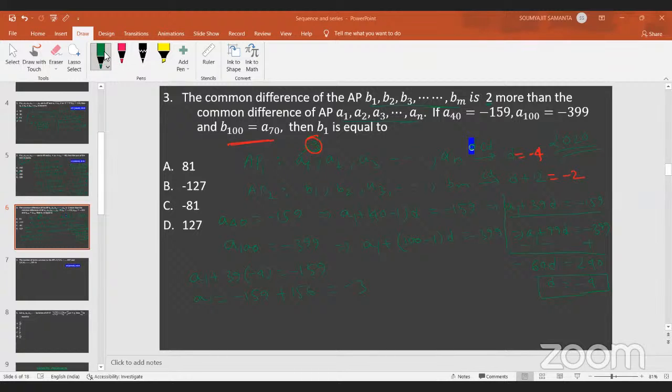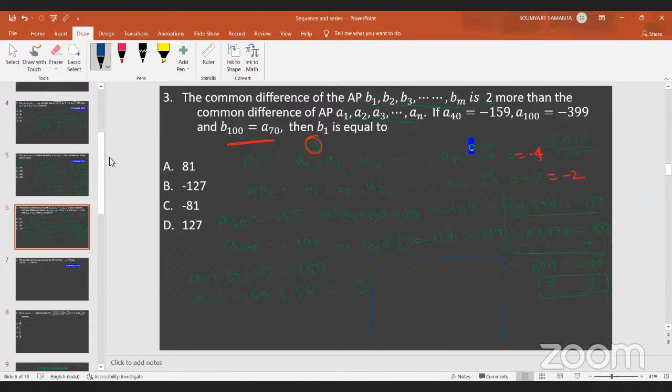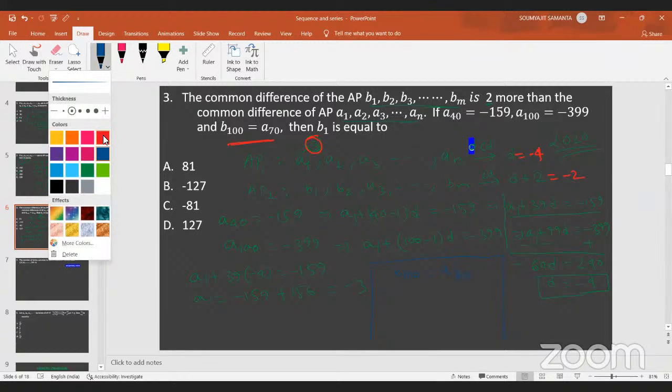Now in the second condition it is given, B100 equal to A70. B100 equal to A70. Use light colors, because it cannot be seen in these dark colors; as the background is black, these dark colors blend in. B100, what is B100? Okay, I'm using white ones.